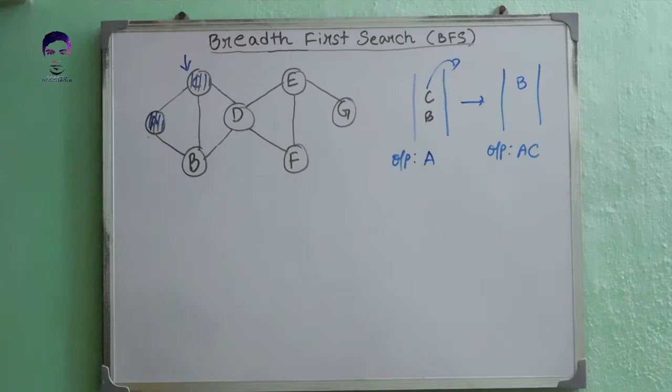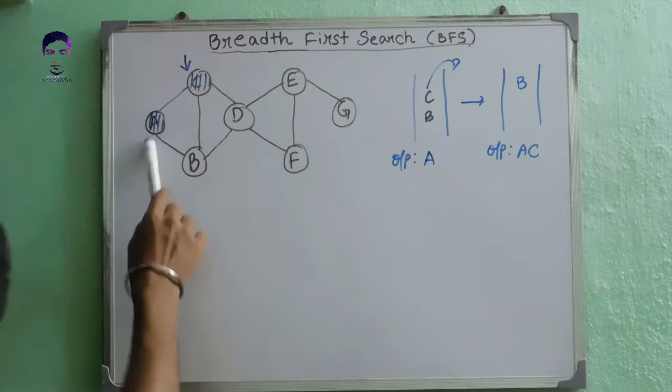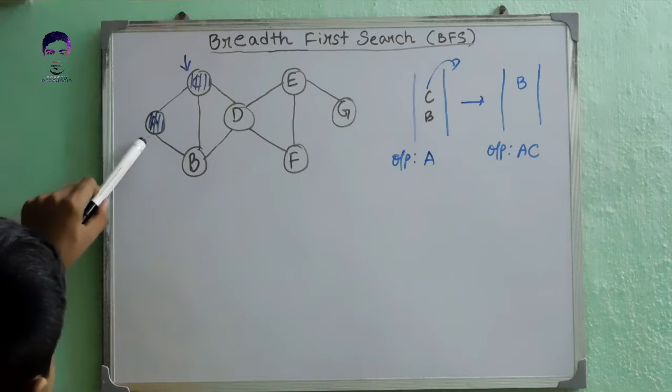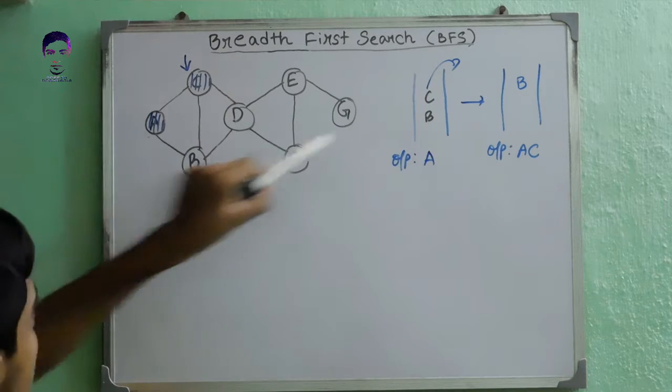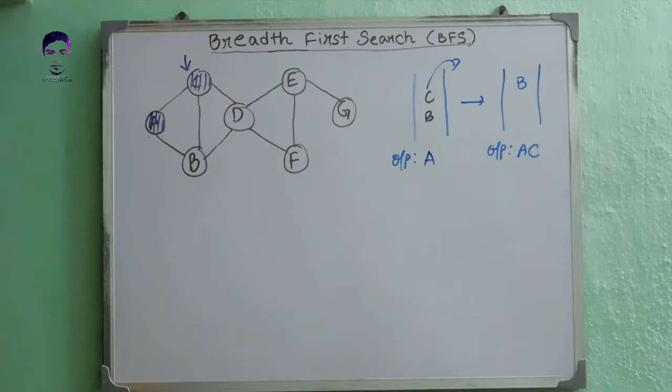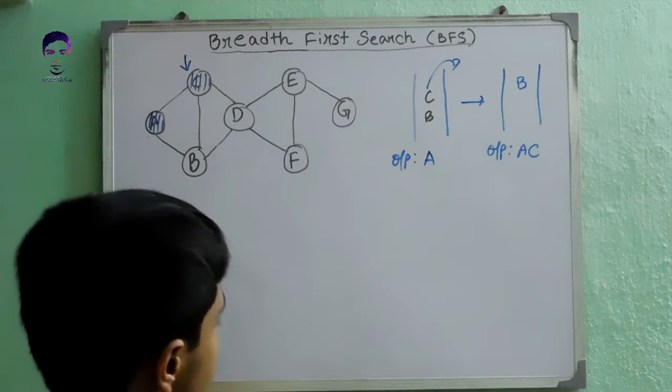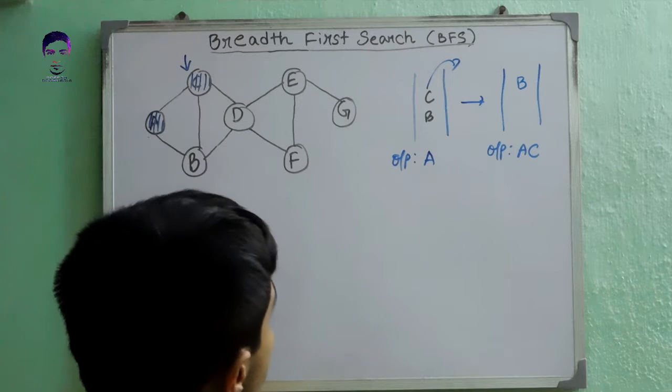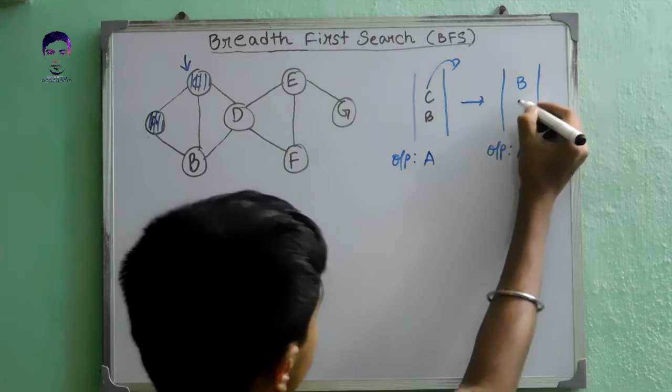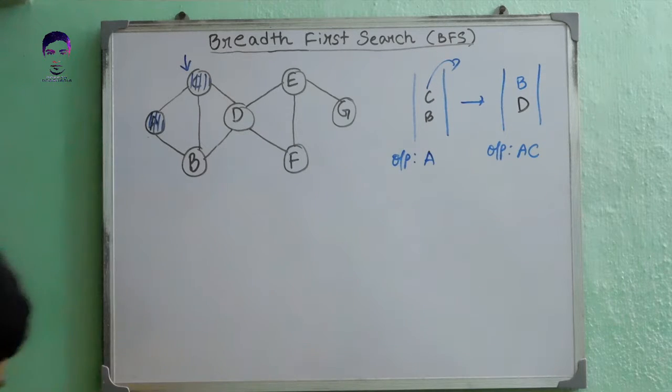Now let's check adjacency for C. We have B and D and also A, but we can see A has already been visited and B is already there in the queue. So we are left with D. So what we will do is we will enqueue D here, right?